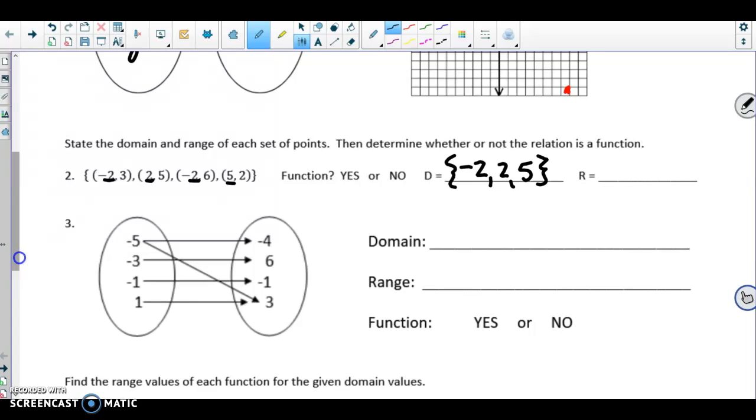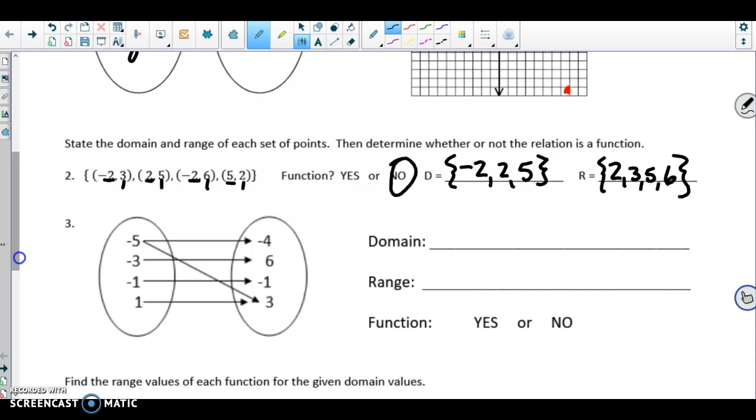I'll finish that up. And then for my range, I'm looking for the y values. Again, I'll go ahead and put them in order. Looks like I have 2, 3, 5, and 6. Is it a function? Well, as many of you noticed, -2, which is my x value, has 2 different outputs, 3 and 6. So therefore, no, it is not a function. As some of you might say, the x's repeat, so therefore it can't be a function.